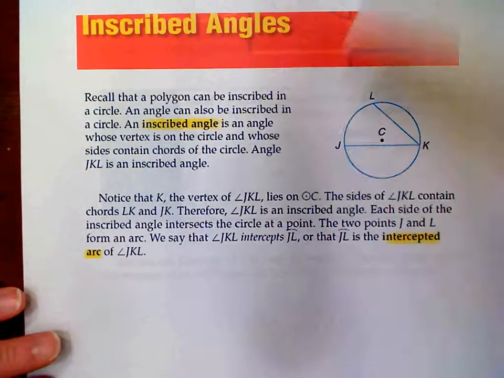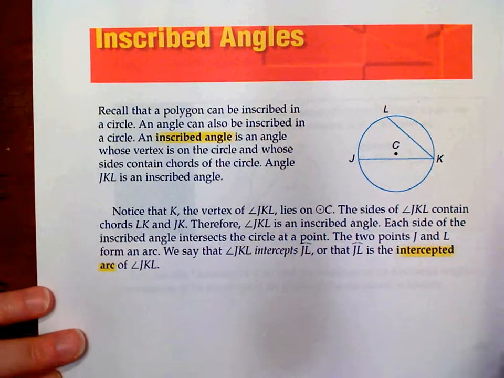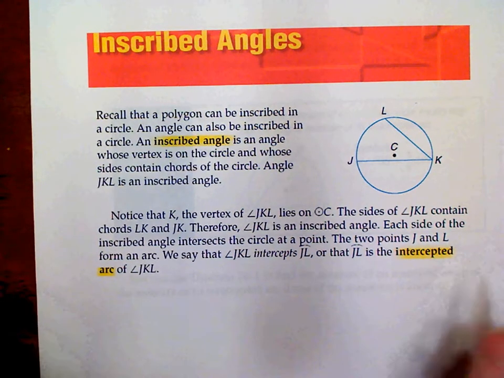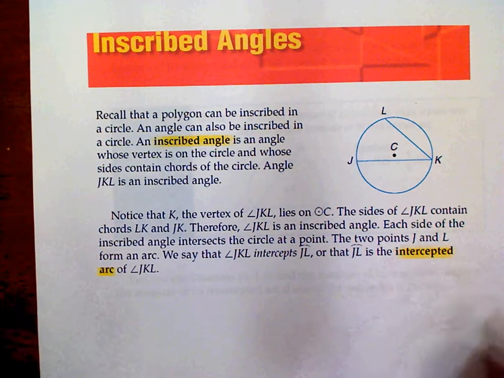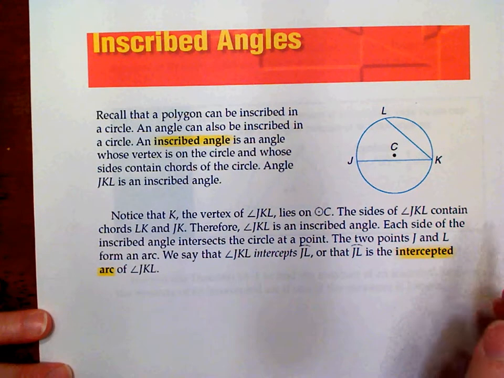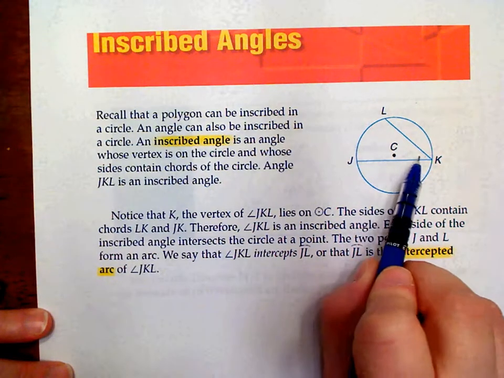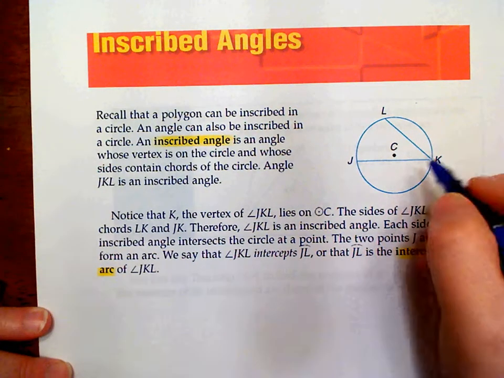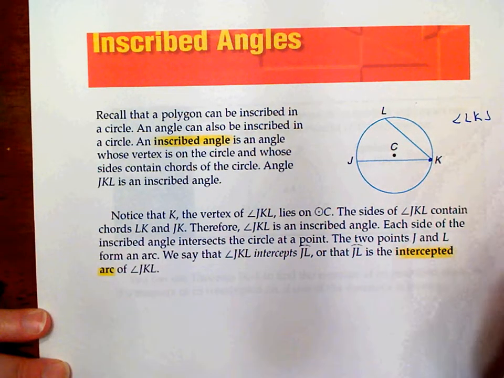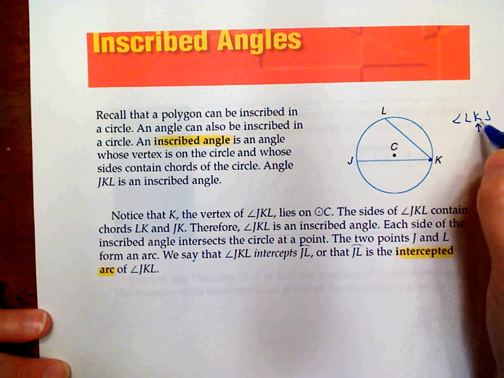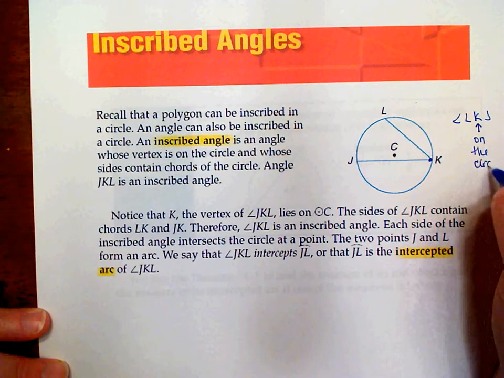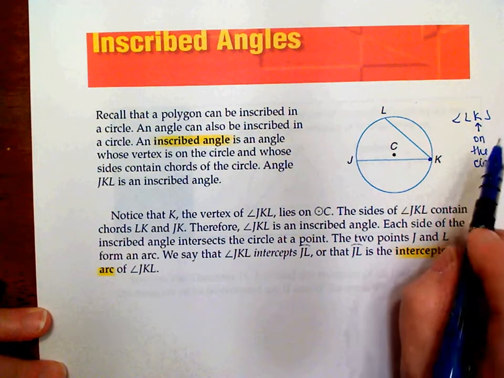The next type of angle that we're going to look at is called an inscribed angle. Central angles have the vertex at the center, and that is always what you want to be focused on, where the vertex of the angle is. With inscribed angles, the vertex is not going to be at the center, it's going to be at a point on the circle. For instance, angle LKJ is an inscribed angle because its vertex, which is always the middle letter when you name it, is on the circle. If it's at the center, it's a central angle. If it's on the circle, it's an inscribed angle.